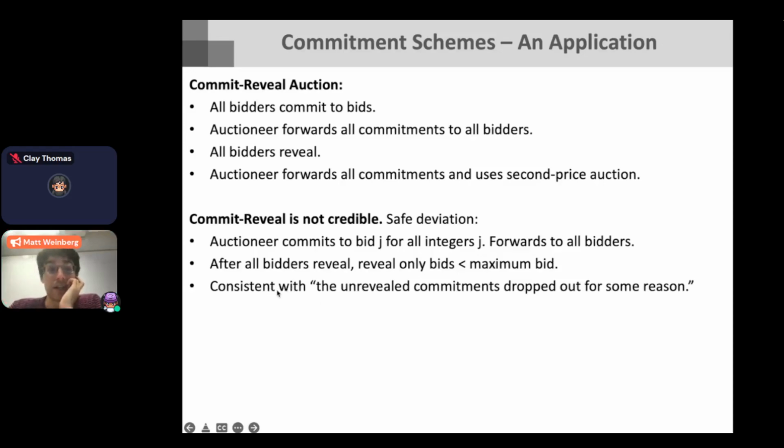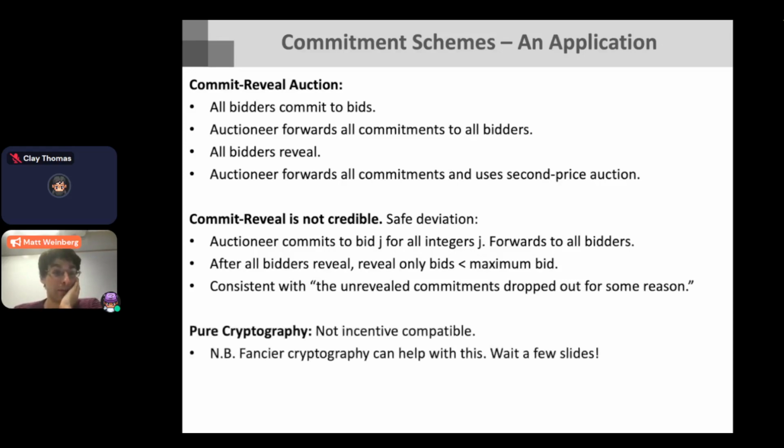And this is a safe deviation, right? This is consistent with, look, bidder one, I don't know what happened, but there's a bunch of bidders who, I don't know if it was latency issues or they just got bored with the auction, but they dropped out and they didn't reveal their commitment. There's nothing I can do about it. It's cryptographically secure. So that's a safe deviation. It's not credible. And so what you can see is that just using basic cryptography does not solve this problem. I am going to show you some very fancy cryptography in a few slides. But let's start with this for now.